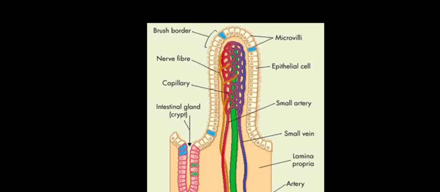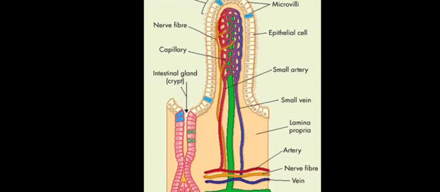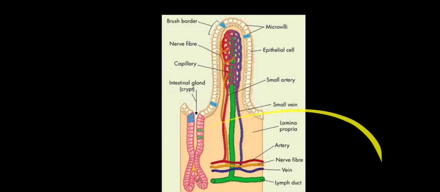In addition to it, there are certain glandular structures. These glandular structures are called the crypts of Lieberkühn. It is otherwise called the intestinal glands. So what are the crypts of Lieberkühn or intestinal glands? They are found in the lining of the small intestine.